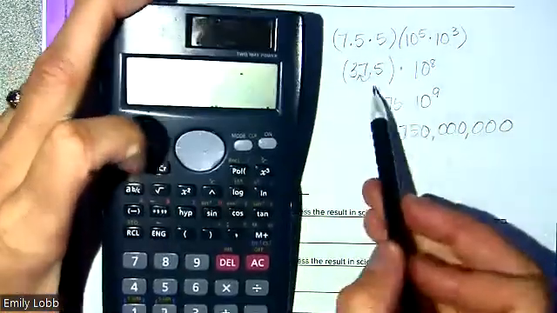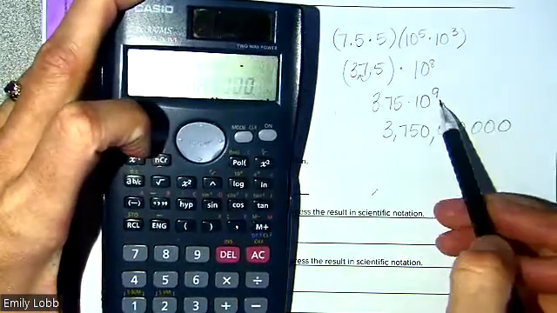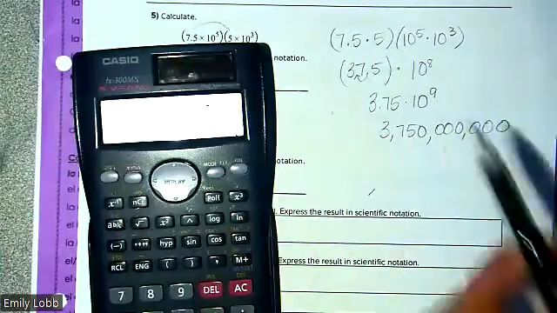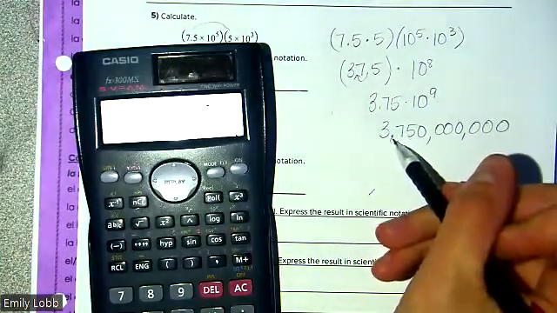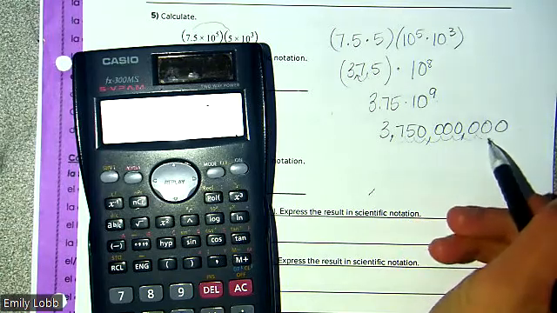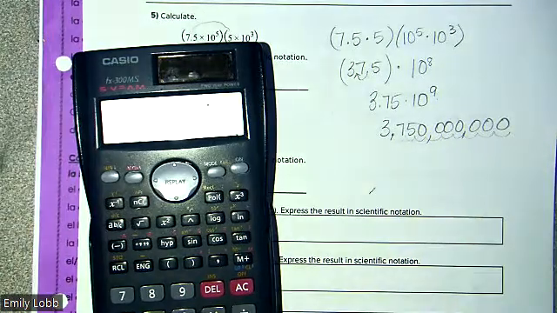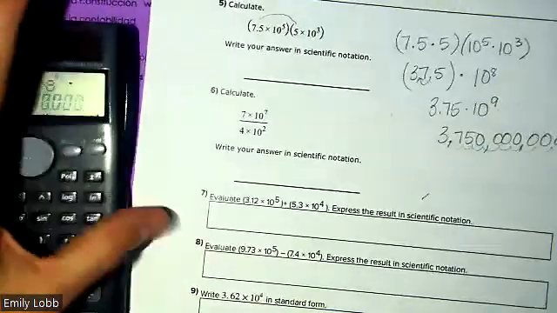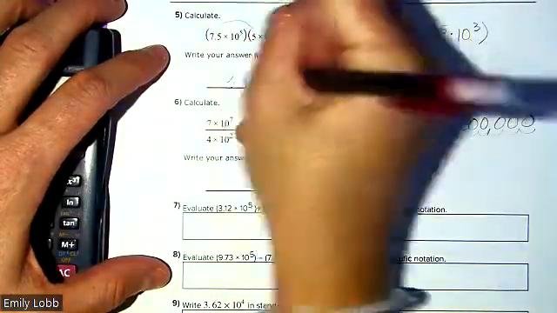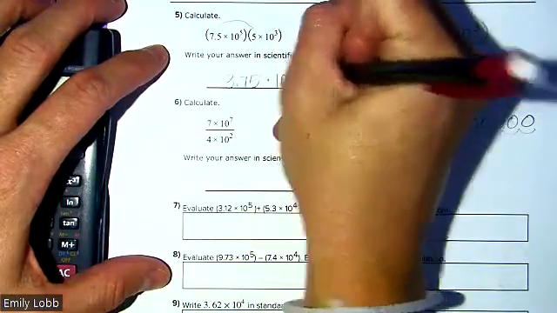So if it's easier for you to go from here to here and then back to here, do that if you're not sure what to do. And then I put my decimal here and I would count 1, 2, 3, 4, 5, 6, 7, 8, 9. Okay, so one way or the other, you should get 3.75 times 10 to the 9.